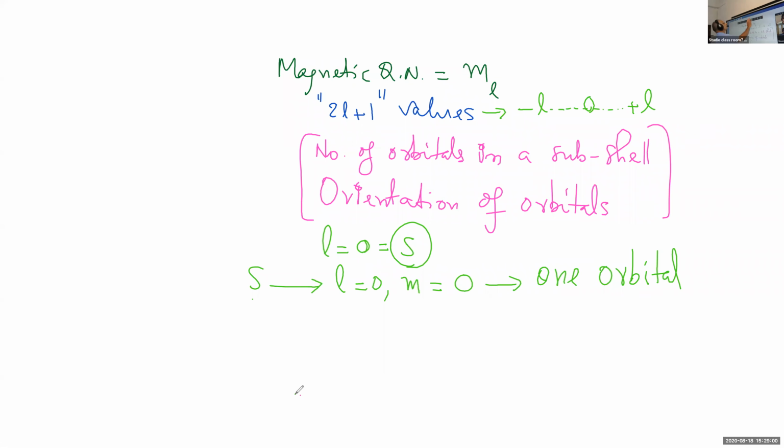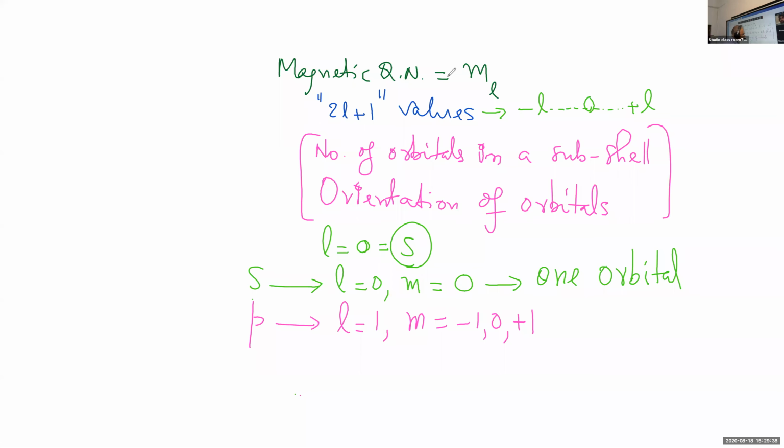Let us go to the P subshell. For P, what is the value of L? Do you remember? Forgotten? L is equal to 1. And therefore, what are the possible m values? Minus L to plus L, minus 1, 0, plus 1. So the total number of m values is equal to 3.